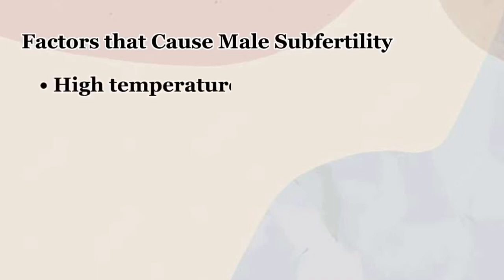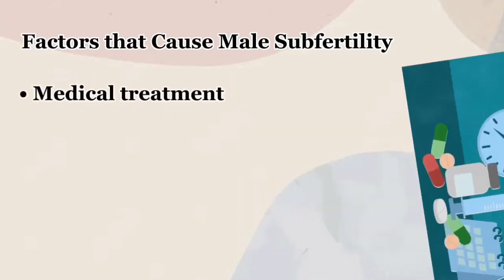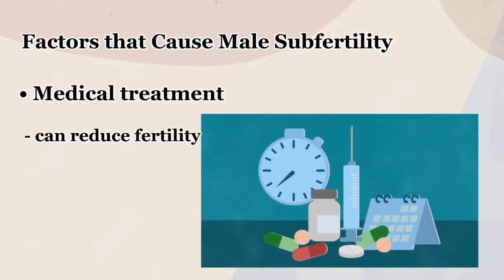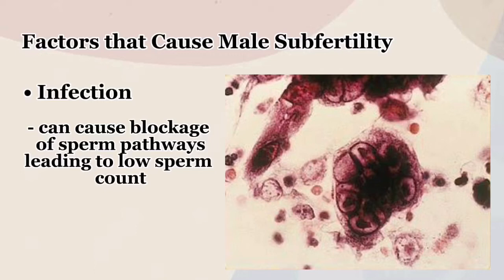Causes of low sperm count. First, high temperatures. Sitting for long periods, wearing tight clothing or working on a laptop computer for long stretches of time might increase the temperature in your scrotum and slightly reduce sperm production. Second, medical treatments. Certain medications such as cancer drugs, ulcer medicines, and blood pressure medications can impair sperm production and reduce fertility. Third, infection. Sexually transmitted infections such as HIV, gonorrhea, etc. can cause blockage of sperm pathways leading to low sperm count.